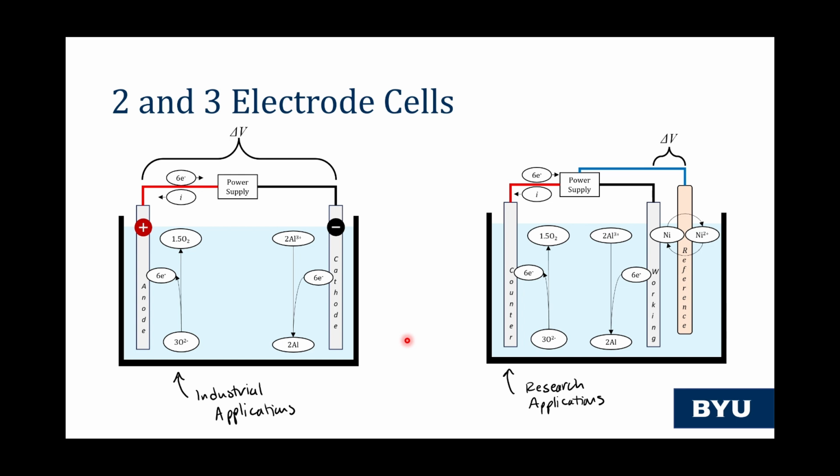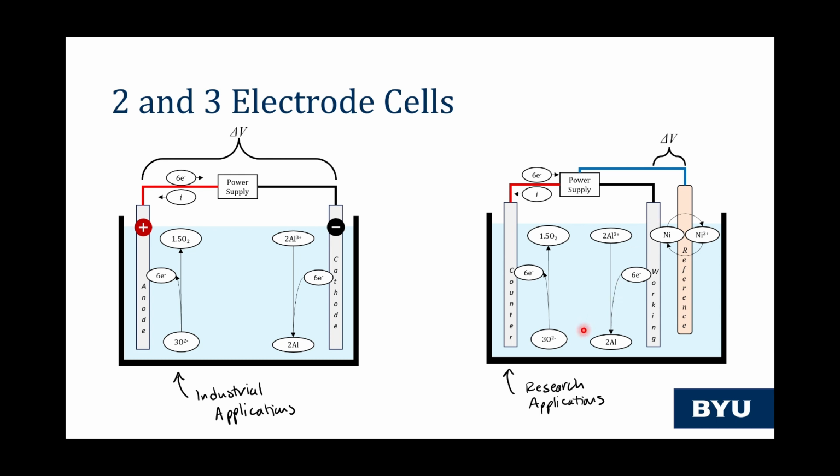Okay, another thing for us to remember is the difference between 2 electrode and 3 electrode cells. So 2 electrode cells are typically used in industrial applications, and you have an anode and a cathode in those applications. For research applications where we're trying to figure out what's going on at the electrodes, we usually use a working electrode. Now, the working electrode, this is our focus. This is where we measure the current going through the working electrode as well as the potential or the voltage of that electrode.